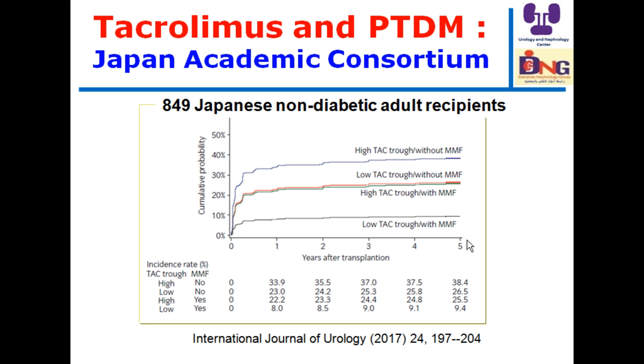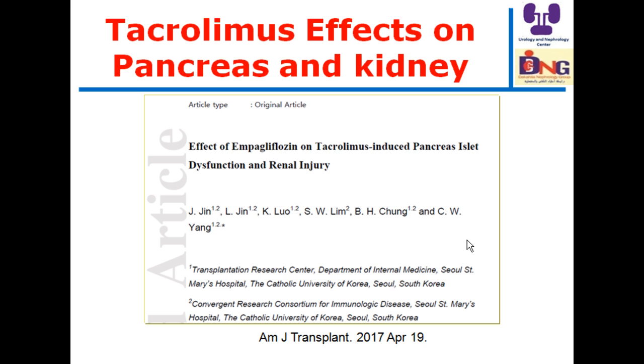Here the high trough level of tacrolimus was the level that exceeded 12 nanogram per ml in the twice daily formulation, or 10.5 nanogram per ml in once daily formulation. So this is an interesting point to be considered. Even in experimental animal work, this is very interesting. Although it's experimental on rats, it is very interesting.